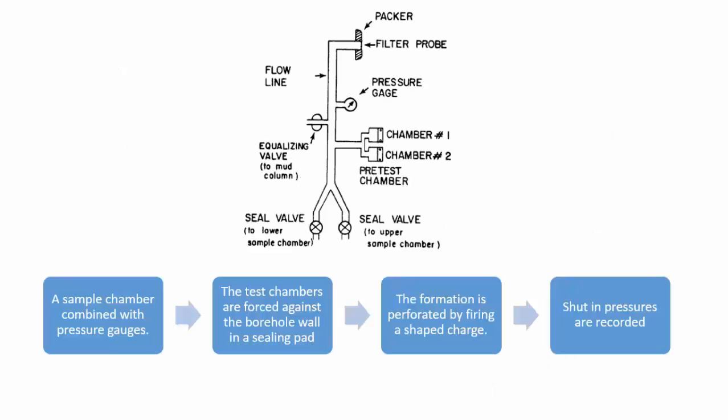A wireline formation tester is a sample chamber of up to several gallons capacity combined with a pressure gauge. The test chambers are forced against the borehole wall in a sealing pad, and the formation is perforated by firing a shaped charge. Fluid is collected during sampling and pressure is recorded. Following sample collection, shut-in pressures are recorded as they build up with time.